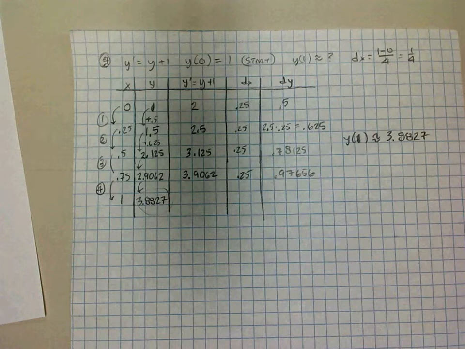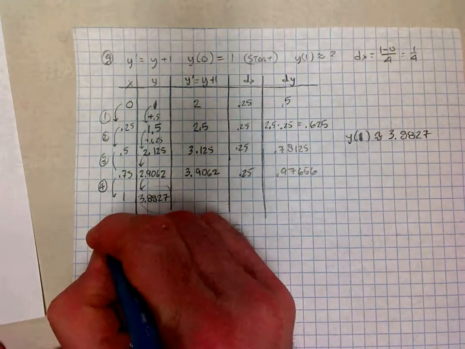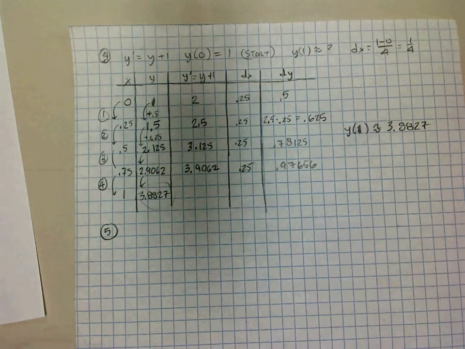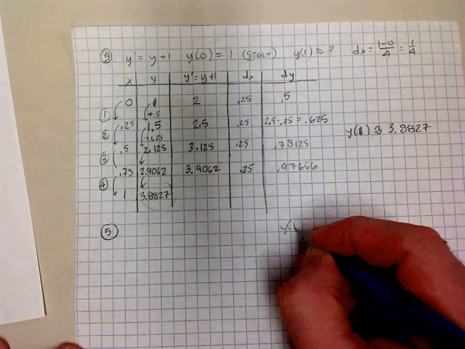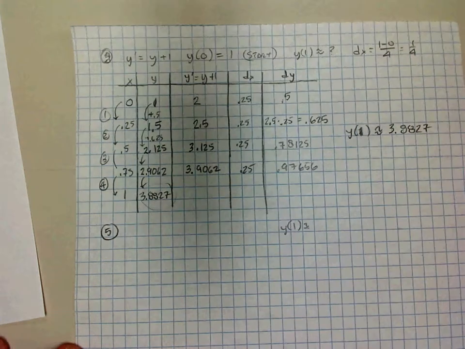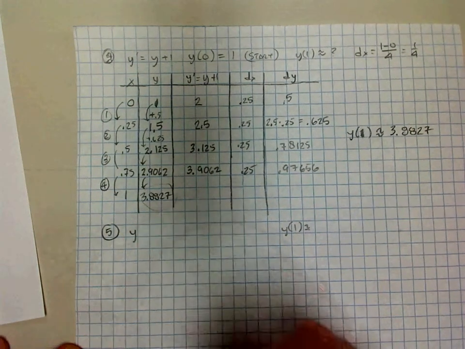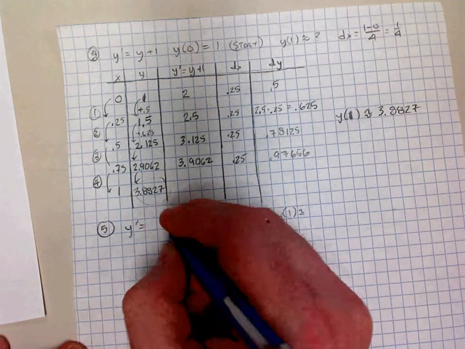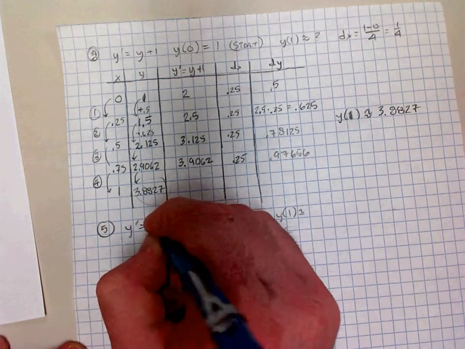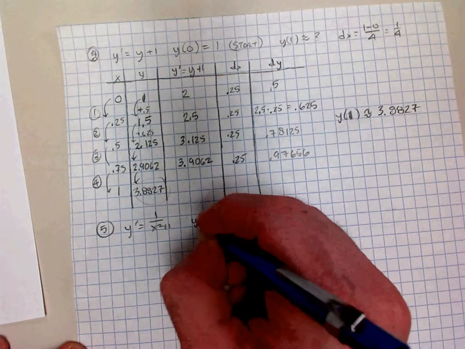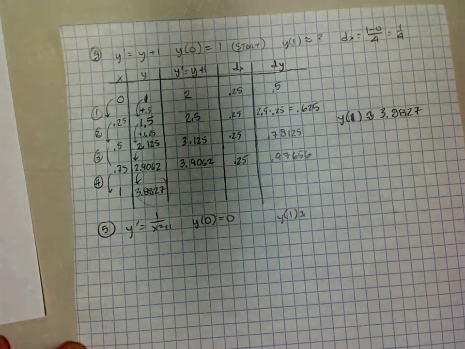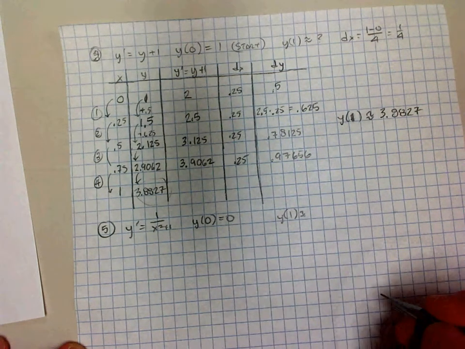If you look in your notes, problem number 5 says use Euler's formula to approximate y sub 1. We're still looking for that. This time using 5 steps with a new differential equation. This one is y prime equals 1 over x squared plus 1. They give us the initial condition at x equals 0, y is going to equal 0. That's our starting point. So we're looking for y at 1.